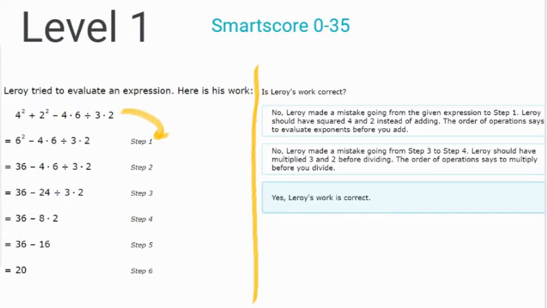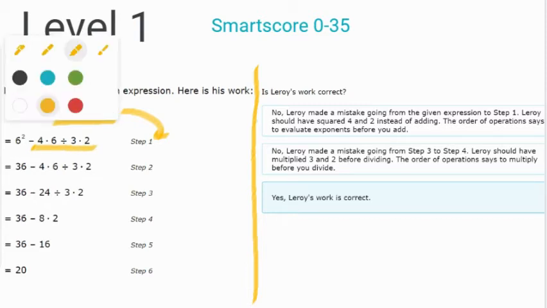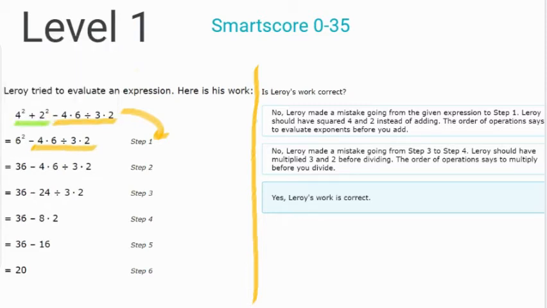Going from the original to the first step, try to look for things that have changed. Maybe I'll underline the stuff that looks like it's the exact same in yellow. Yep, all this. So that means Leroy took this stuff I'm underlining in green and made it into a 6 to the second power. To go from 4 and 2 to 6, that's adding. 4 plus 2 is 6.